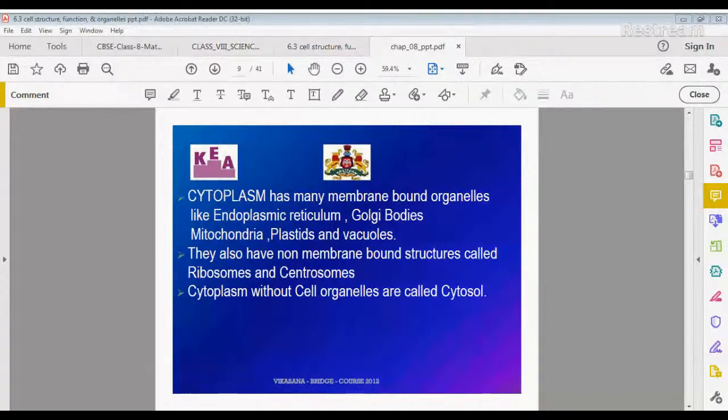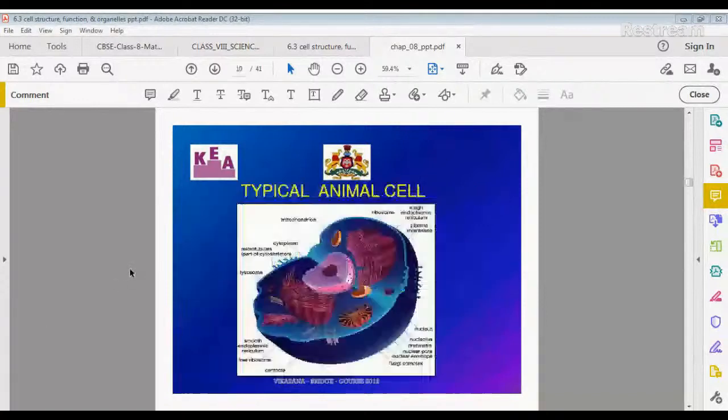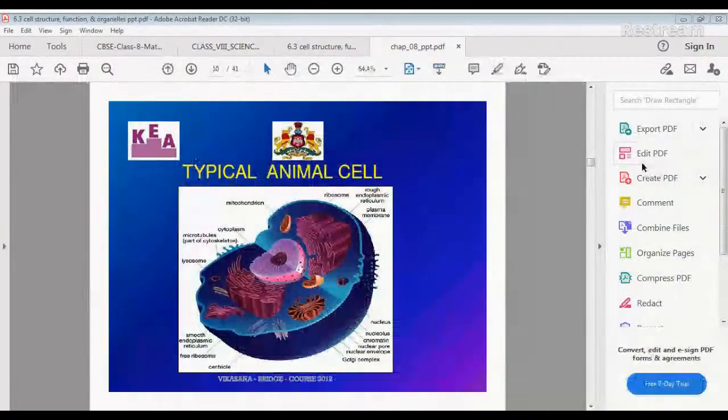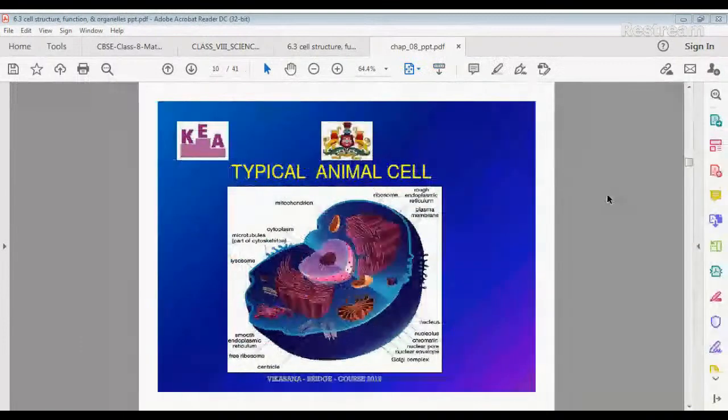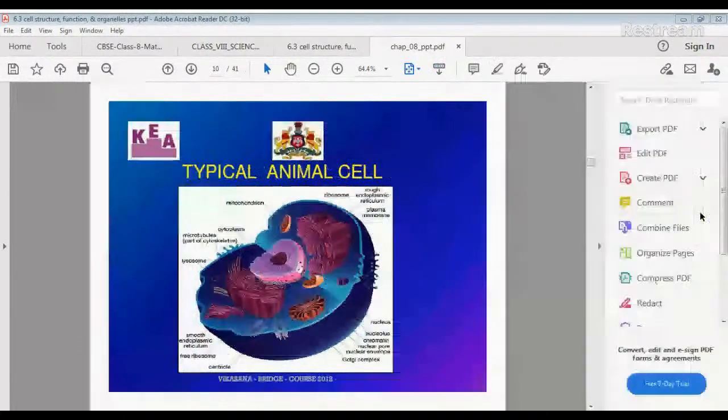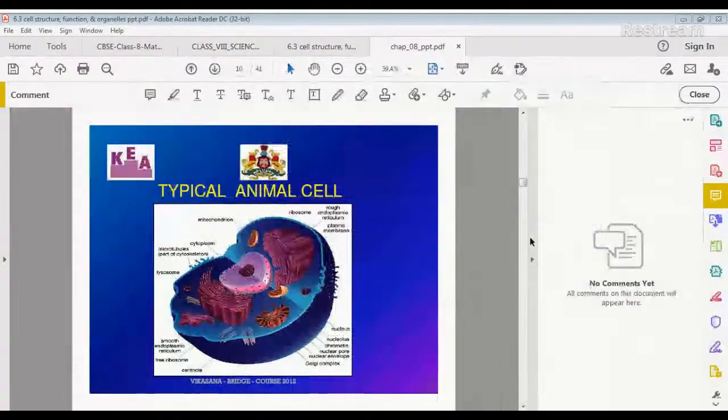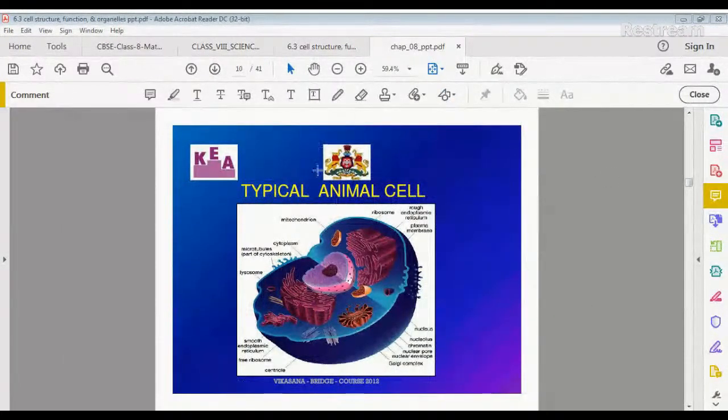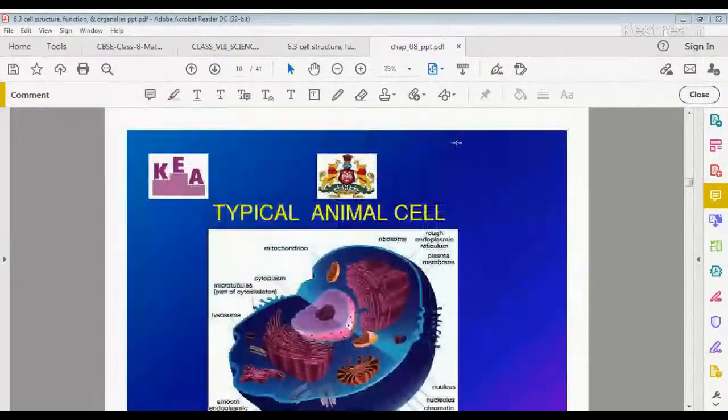Next, this is a typical animal cell. Here I have kept it for you. Yes, I hope you can see. I can just make it a little bigger. 75 would do, I think.